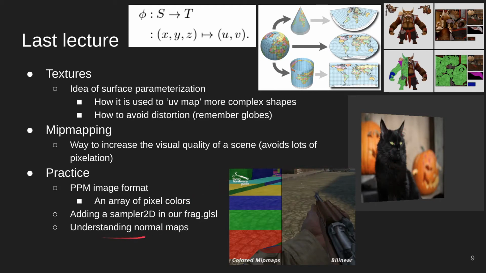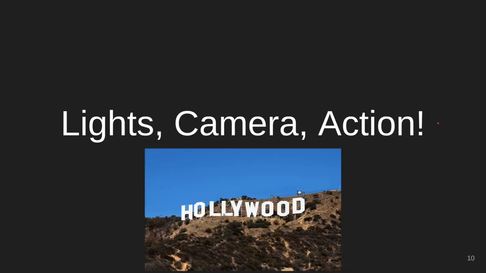And then we got a little introduction to normal maps, this idea that textures, whether they contain a CAD on them or not, really are just 2D arrays of data. Sometimes they contain color information, but we can also encode other information on them.